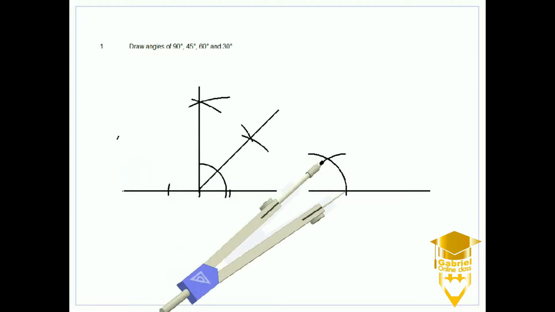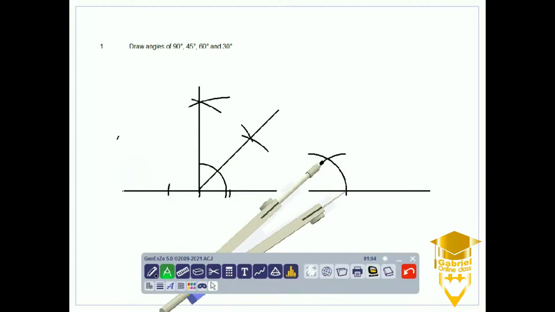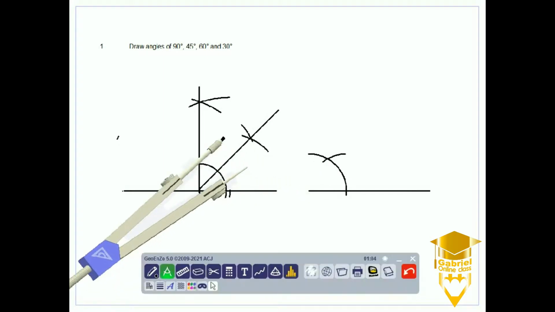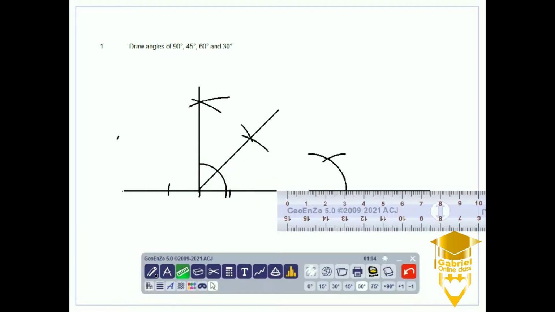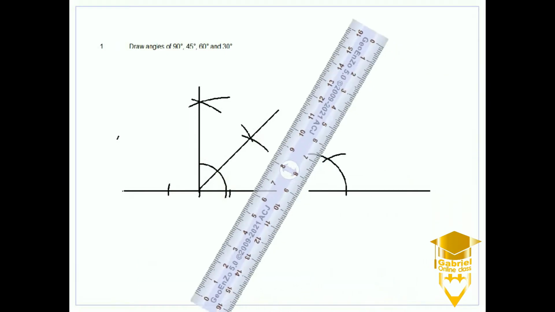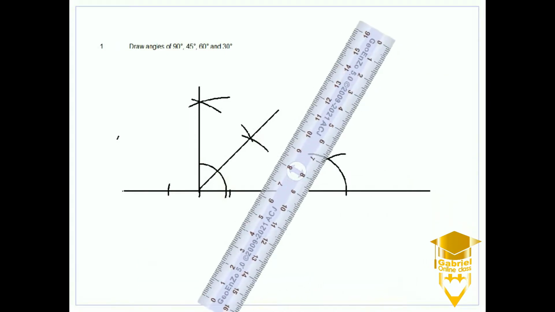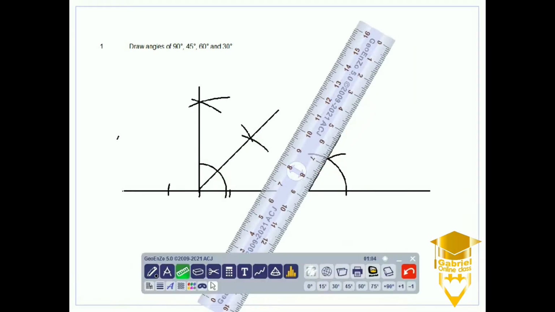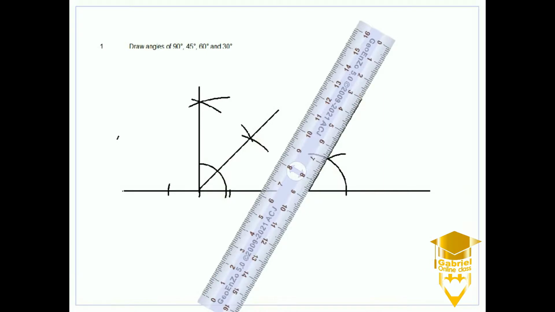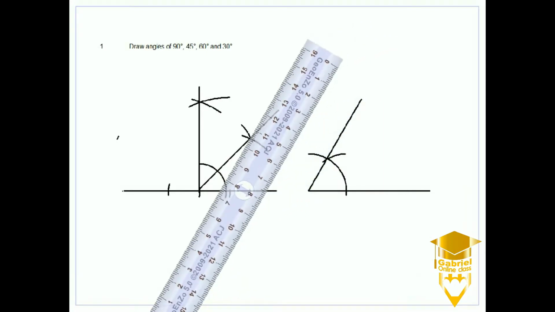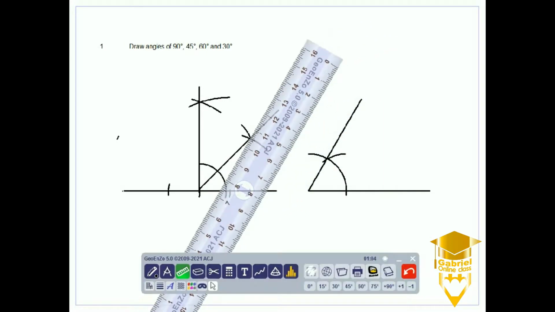As we have bisected the arc now, we will take our ruler and draw a line to cross that bisection. Now that is 60 degrees. That's the angle of 60 degrees. Now to get the angle of 30 degrees, we need to bisect 60 degrees into 2 equal parts, and we will get 30 degrees.